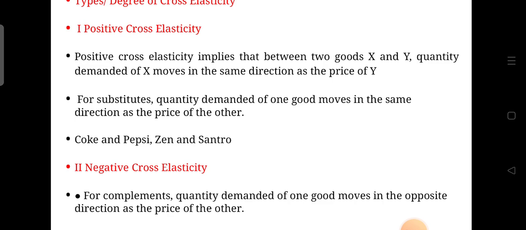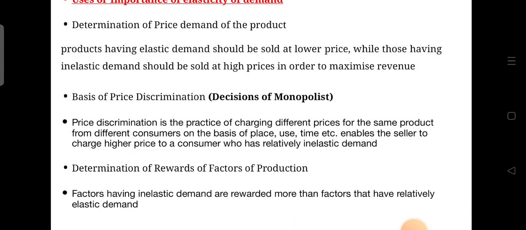Negative cross elasticity is for complements. Quantity demanded for one good moves in the opposite direction as the price of the other, like petrol and diesel, or coffee and tea. These are some of the examples of cross elasticity of demand. And the last topic is what are the uses of the elasticity of demand.